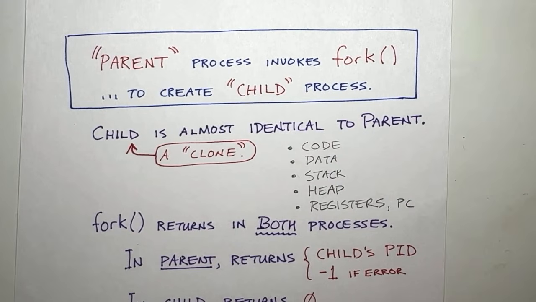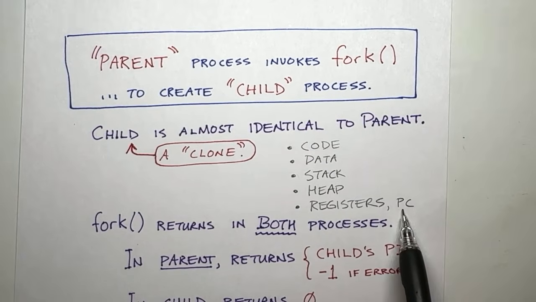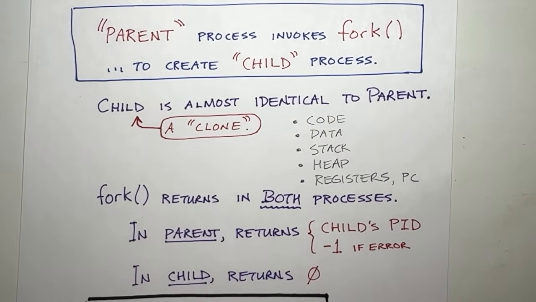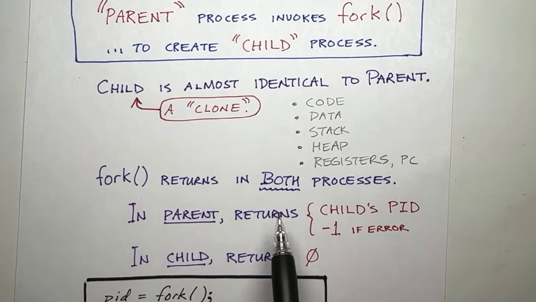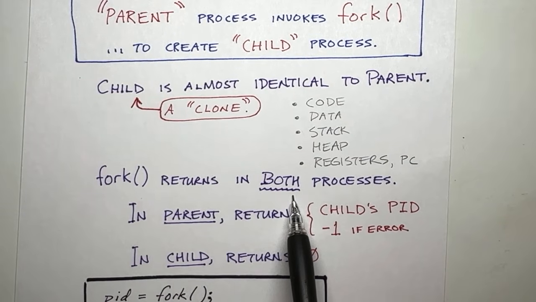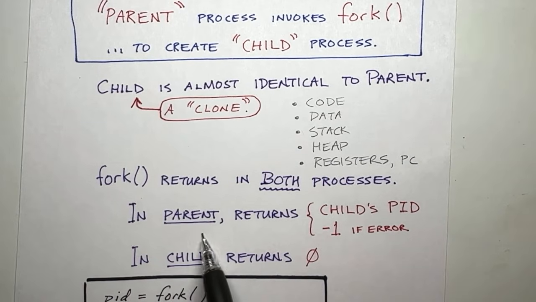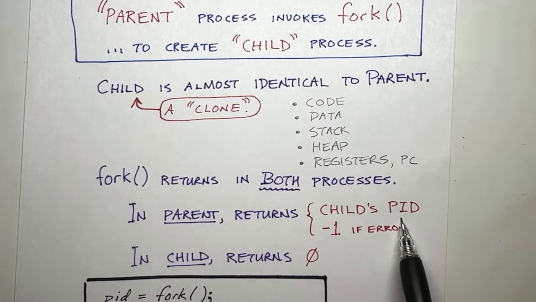They have the same contents of their address spaces, the same register values, the same program counter, the same open files, and so on. Then, when the fork system call returns, the return happens in both processes. There is, however, a small but crucial difference. In the parent process, the fork system call returns the process ID of the newly created process. That's the child's ID. While in the child process, the fork system call returns 0.